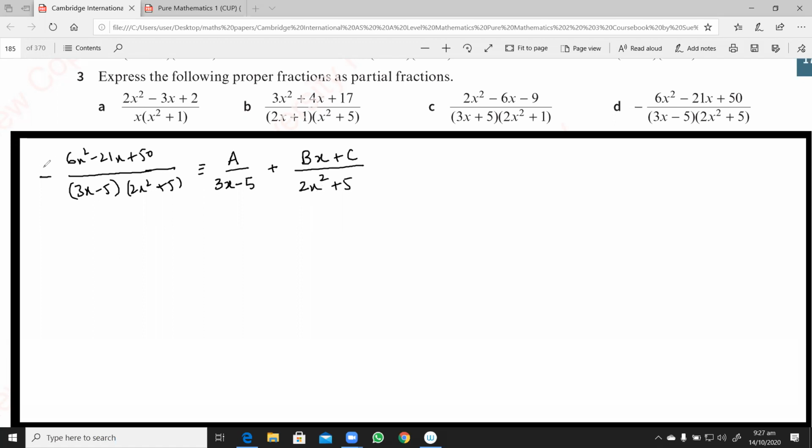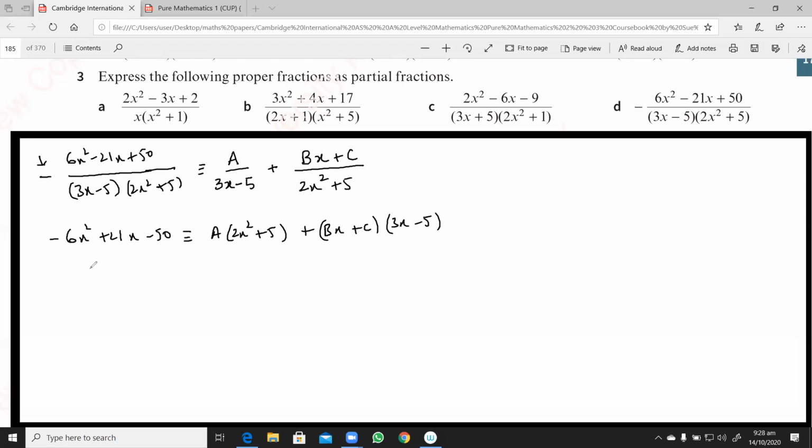Okay. Now be aware of this minus over here. So I'll keep this with the numerator, so I'll be multiplying all of them with a minus. So minus 6x squared plus 21x minus 50 is equal to a into 2x squared plus 5, and then bx plus c into 3x minus 5. Okay, so let's start finding these values of a, b, and c.